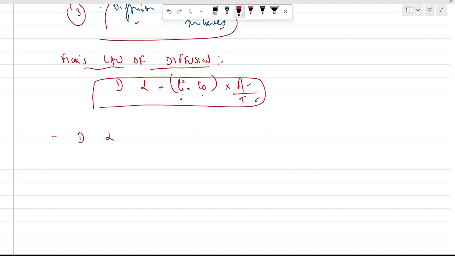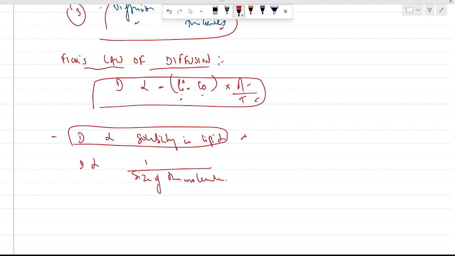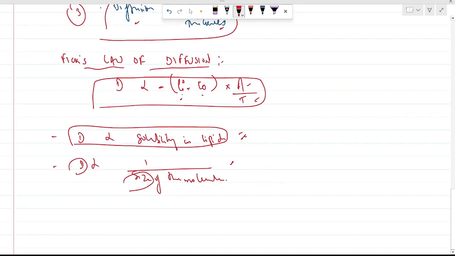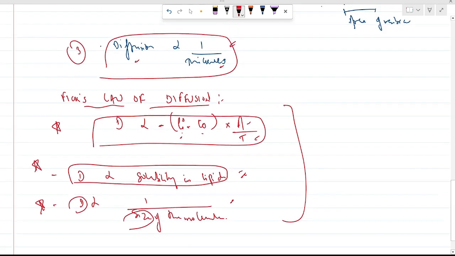Also, this diffusion is proportional to solubility, solubility in lipids. This diffusion is inversely proportional to the size of the molecules. This is a well established fact. The diffusion is proportional to solubility in lipids. The more the substance is soluble in the lipids present in the cell membrane, to be exact, the more it is diffusible, and the bigger the size of the molecule, the less is the diffusion. As the size is bigger, there is more hindrance to the passage of the molecules. So these three are important from the perspective of diffusion across the cell membrane.